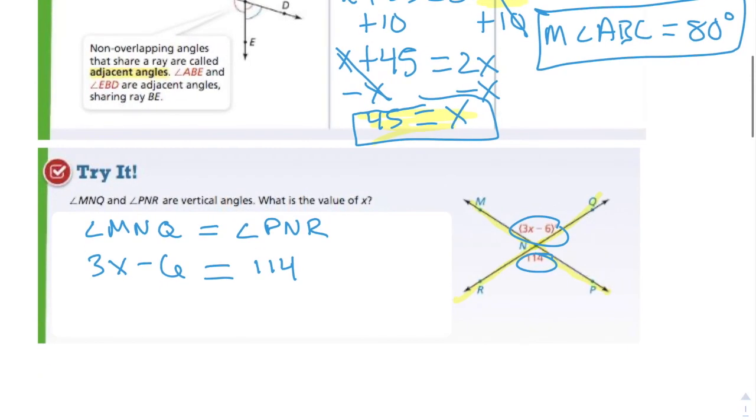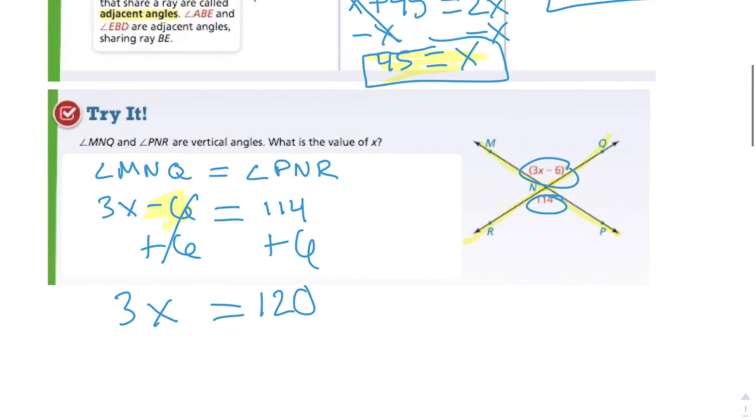So now I'm just going to solve this like I normally do. I'm trying to get x by itself here. So I want to undo that minus 6 by adding 6 to both sides. The 6's cancel out because minus 6 plus 6 is 0. So I'm left with 3x equals 114 plus 6, which is 120.